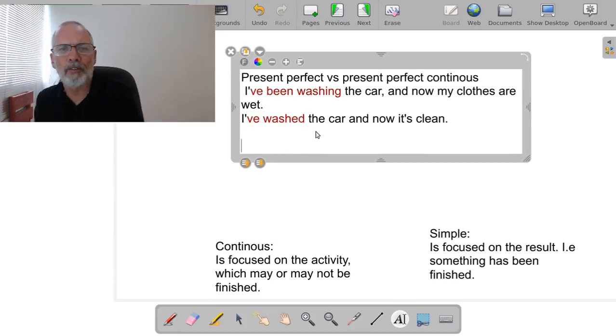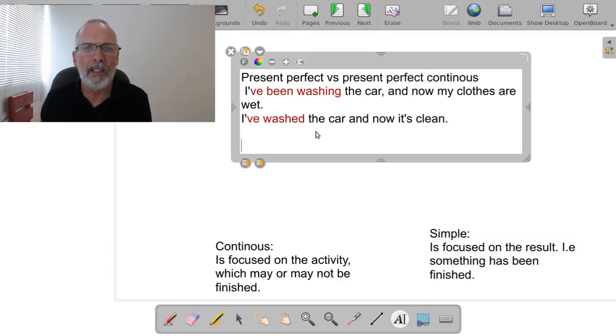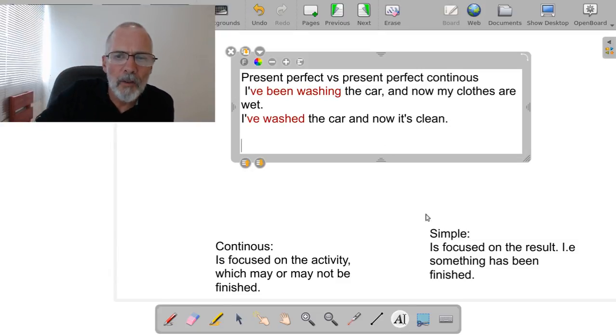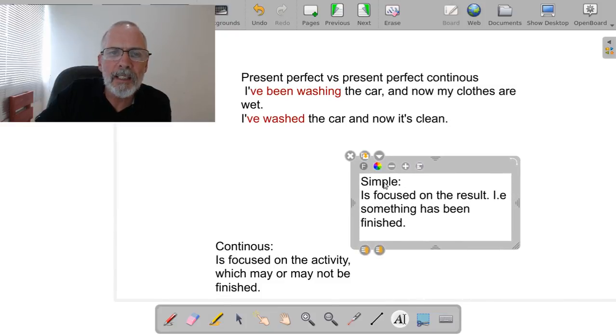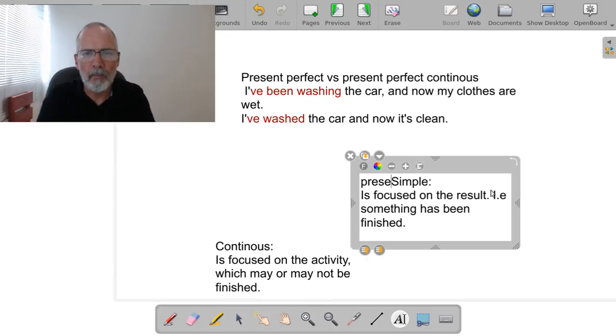What's the difference? Well, here I'm talking about the same activity, washing the car. But the difference is that the present perfect, I've put here simple, because another name for this is the present perfect simple. Simple is not normally added to the end, but just to differentiate them, I'm going to put that there. This is the present perfect simple.